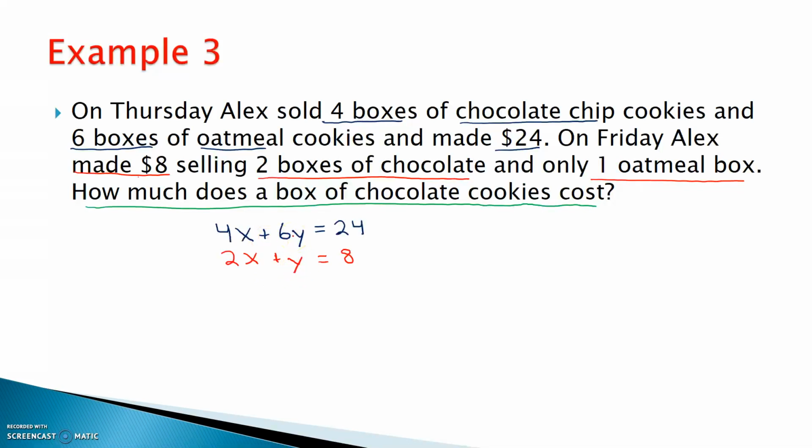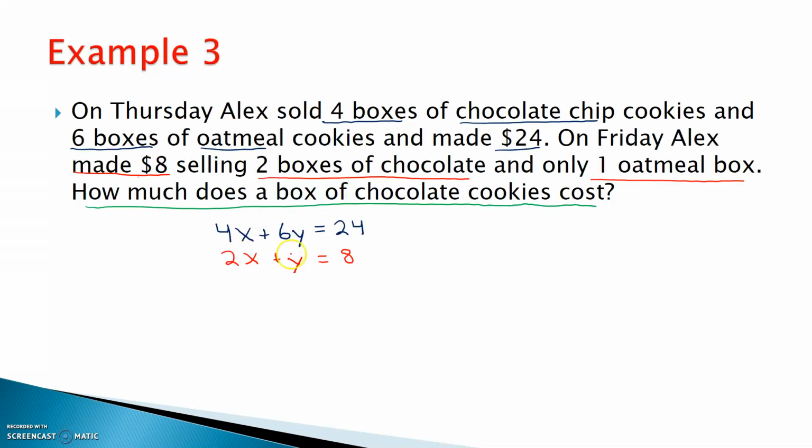Hey, I have a system of equations here. Now I have to solve this so that it can allow me to answer this question: how much does a box of the chocolate chip cookies cost? All right, well, I have options. I can solve by graphing, which is really not appropriate on my screen here. I can solve by substitution, and the best variable to choose there would be this y, but hey, let me try elimination for this one.